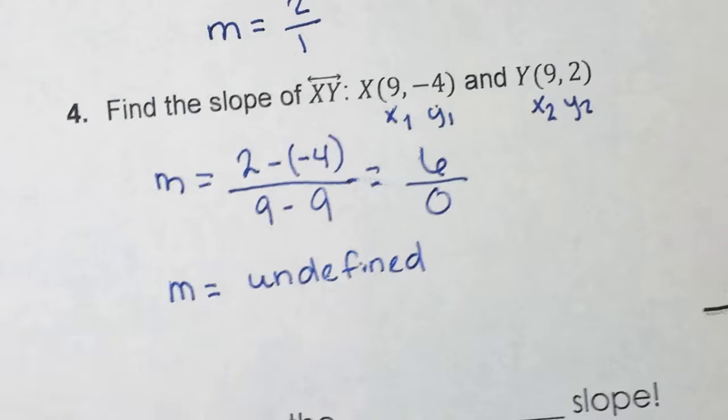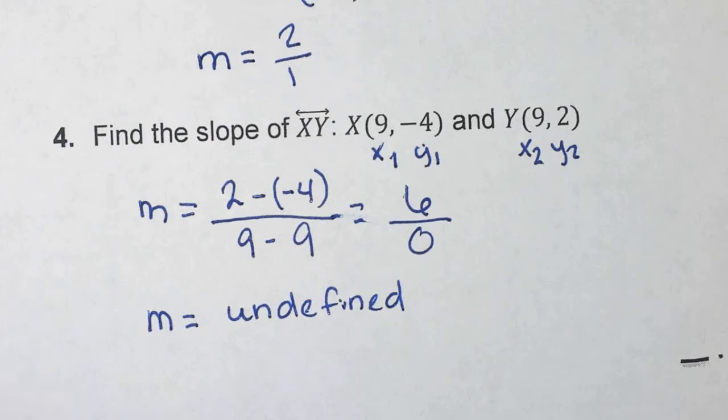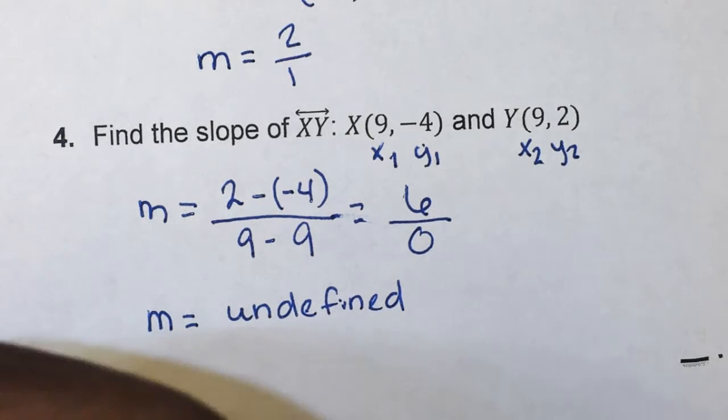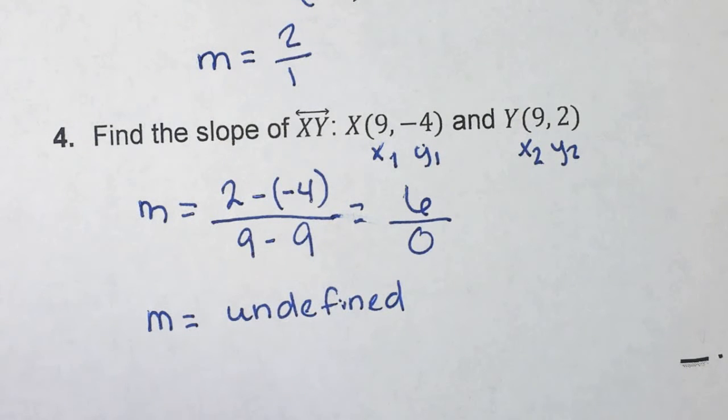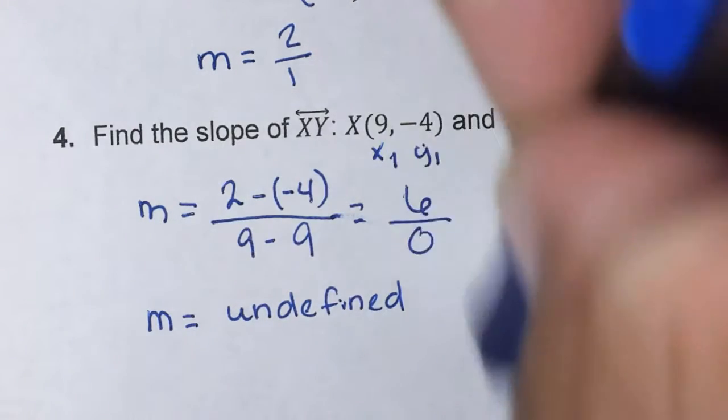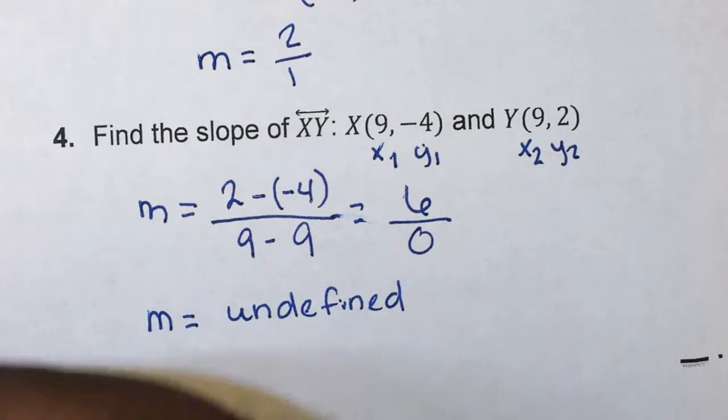Thank you, Nasir. This one is undefined. When your change in x, which is on the bottom, is 0, it's undefined. If your change in y on the top is 0, then it's 0 slope. So we just showed you an undefined one. But if you ever get a 0 on top, like 0 over 4, then you have 0 slope. If the 0 is on the bottom, if your change in x is 0, you have an undefined slope.